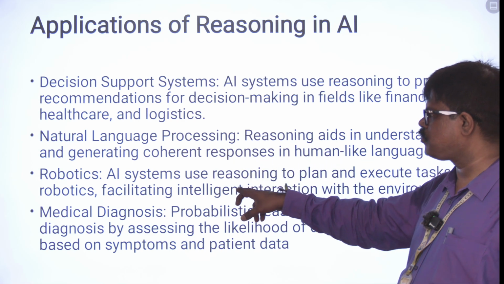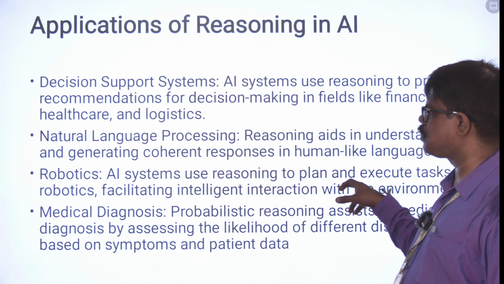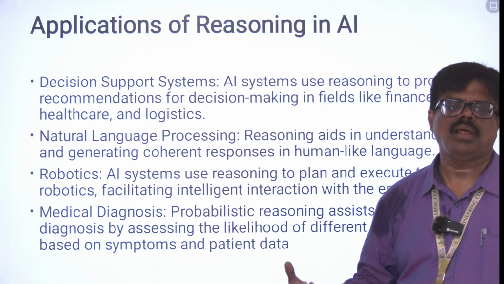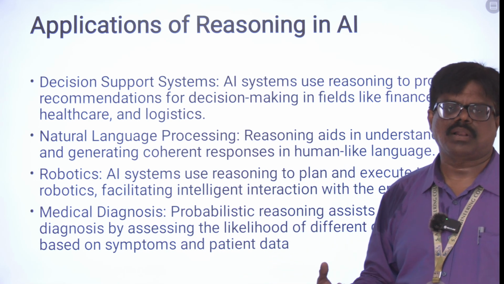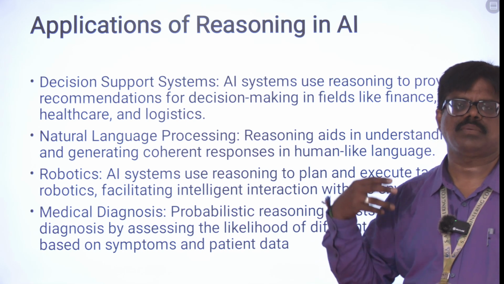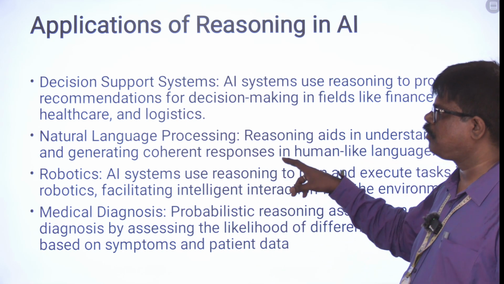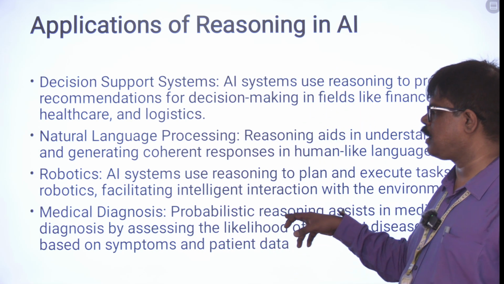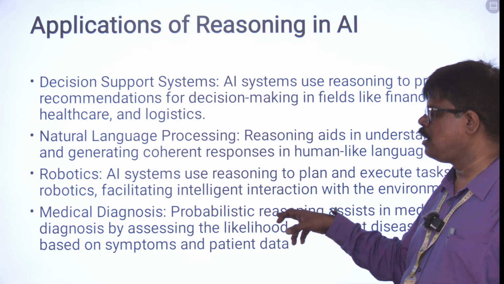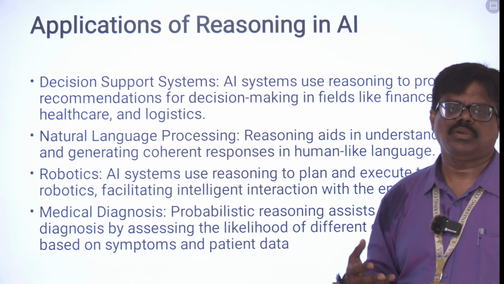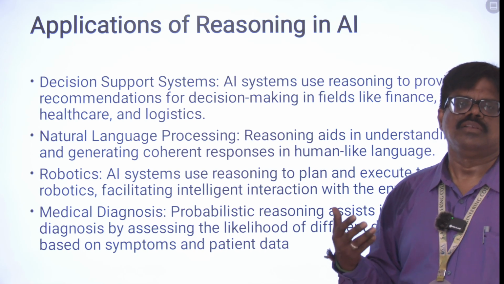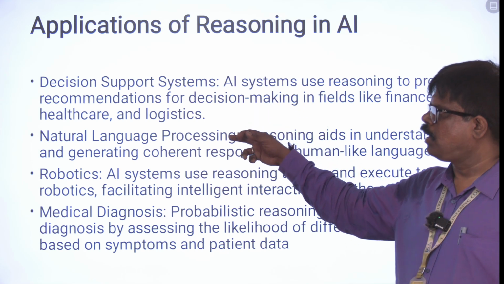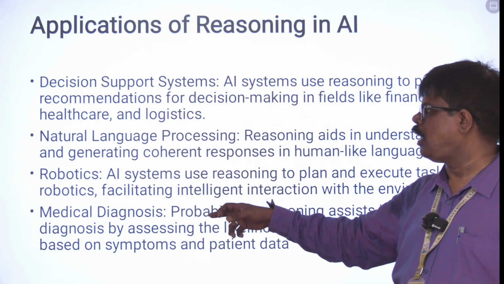Next one is robotics. AI uses reasoning to plan and execute tasks in robotics. Robotics is nothing but making an instrument move like a human and work like a human. It can act like a human based upon commands. So this is one application of reasoning. Next one is medical diagnosis. Probabilistic reasoning assists in medical diagnosis, like the likelihood of different diseases based on symptoms and patient data. So you have various applications of reasoning where it can be used in AI: decision support systems, natural language processing, robotics, and medical diagnosis.